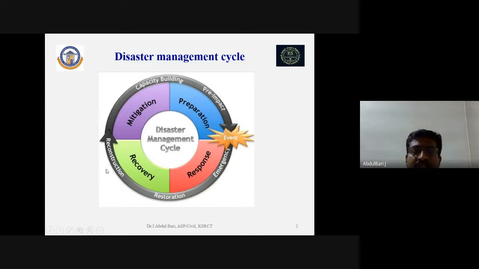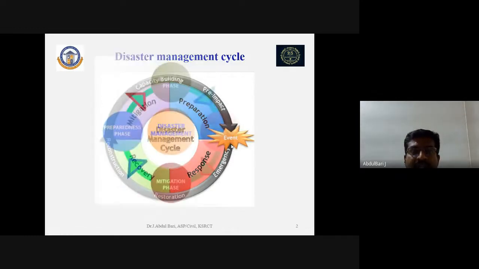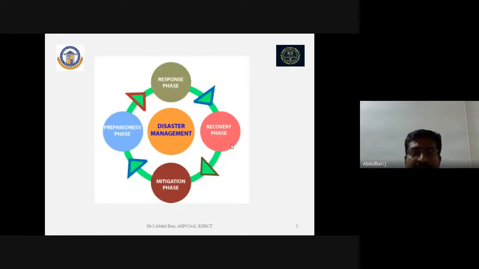The response as well as the recovery phases cover emergency as well as restoration and reconstruction activities. So this is about your disaster management cycle. We will see them one by one. The first one is mitigation. You can see here the disaster management phases, that is preparedness phase, response phase, recovery phase, and mitigation phase. So it is a continuous cycle. Preparedness phase is before the disaster, response and recovery phases are after the disaster, and mitigation is a post disaster phase.